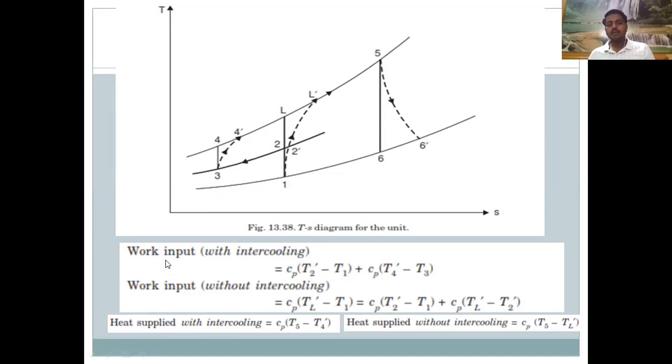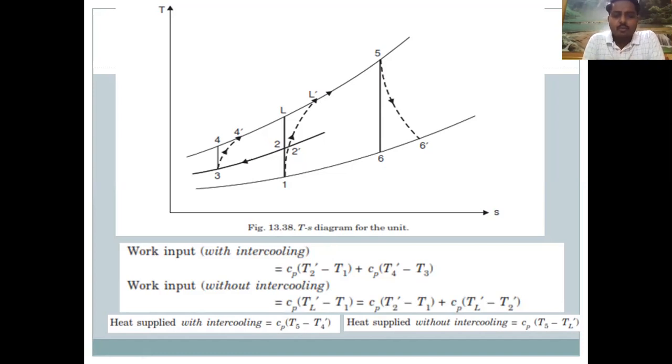That's why work input with intercooling is Cp delta T. The first part is Cp (T2 dash minus T1) for the low pressure compressor, and plus Cp (T4 dash minus T3) for our high pressure compressor. Now this work input is with intercooling. If there is no intercooling, our work input becomes Cp directly from 1 to 4 dash, Cp (T4 dash minus T1). That is our work input.